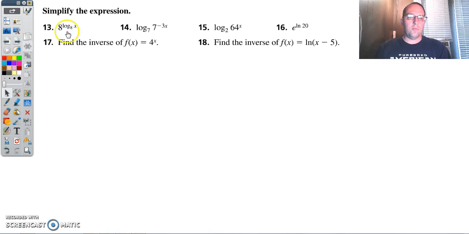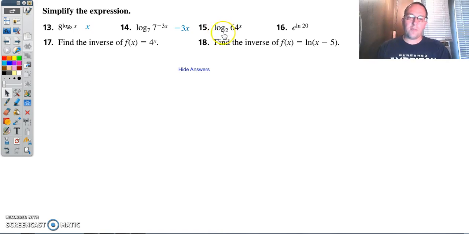So number 13, the base of the exponent and the base of the logarithm are the same. They're both 8. And so they cancel out, and we're just left with x. Number 14, the base of the logarithm is the same as the base of the exponent. There's 7. And so those cancel out, and we're just left with negative 3x.